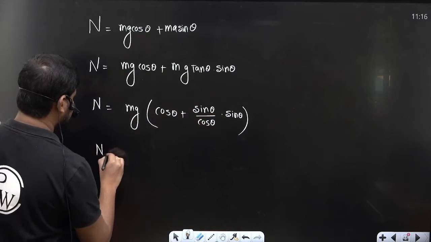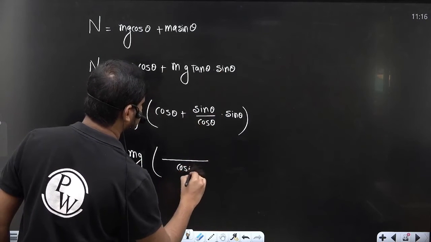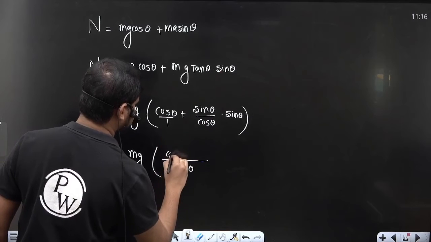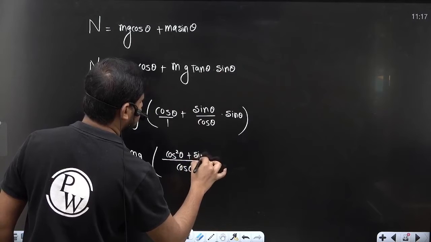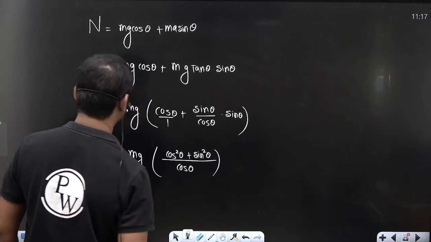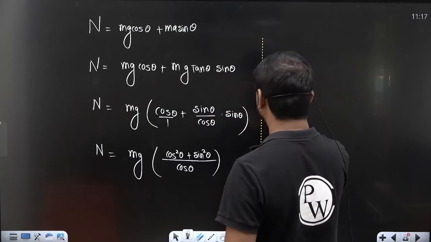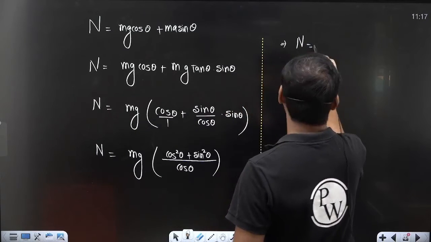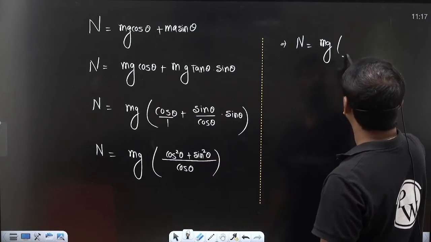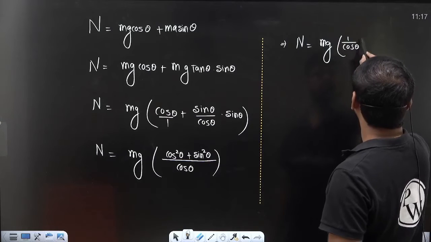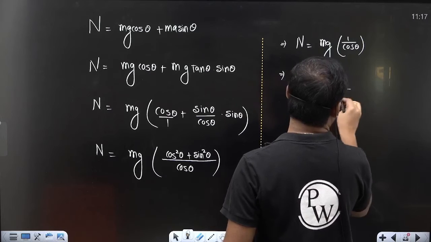So then N is equal to mg of, here cos theta is the LCM. So here it goes cos theta times cos theta into cos theta, the cos square theta, plus sin theta into sin theta, sin square theta. Right. So from here I can write N is equal to mg into sin square theta plus cos square theta, 1 by cos theta. So N is equal to mg by cos theta.